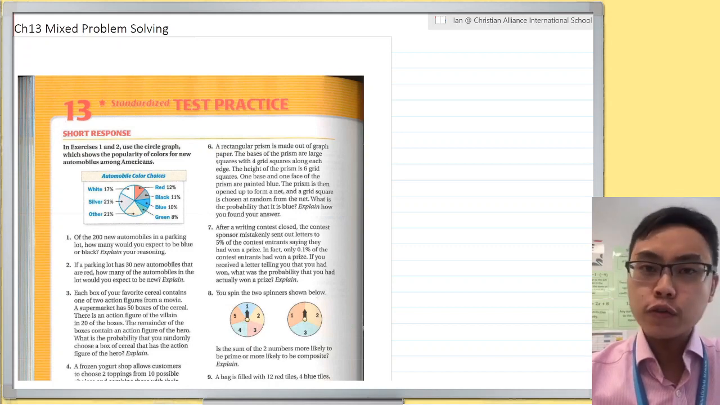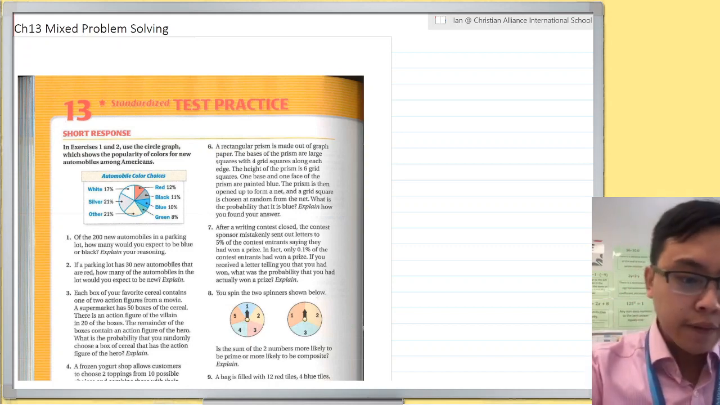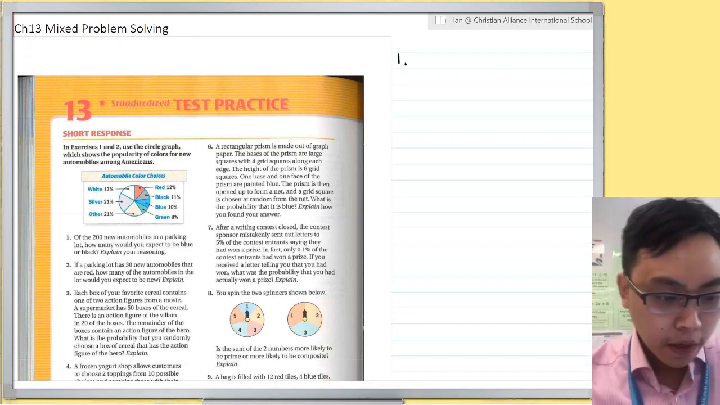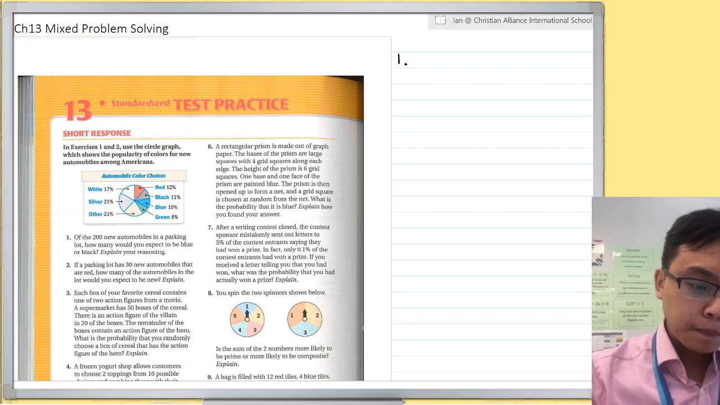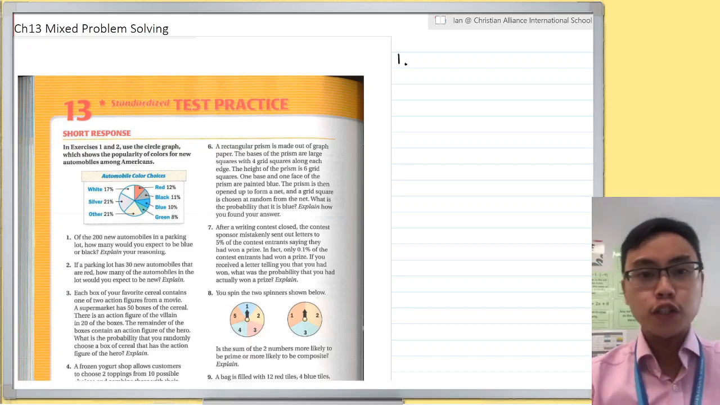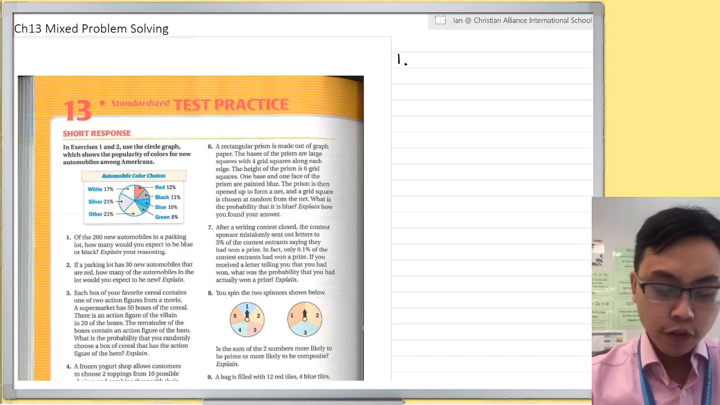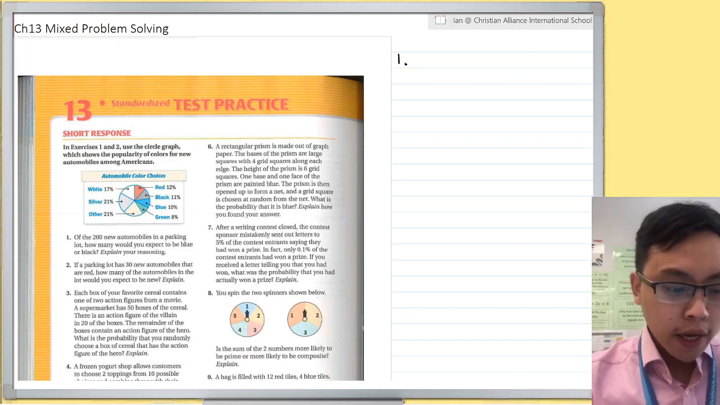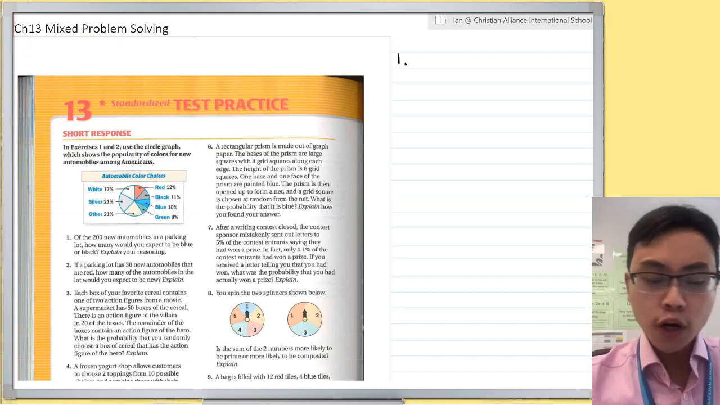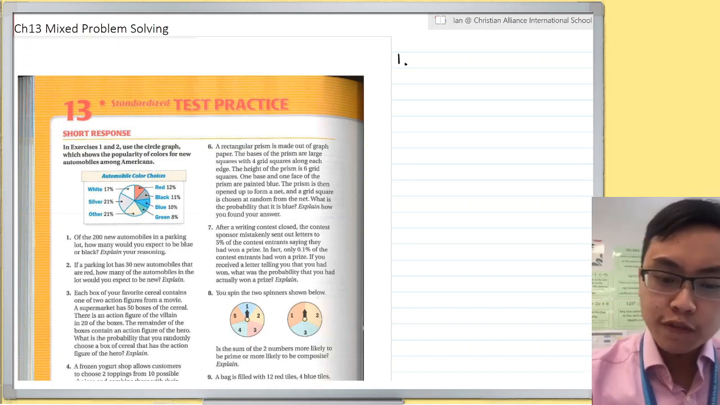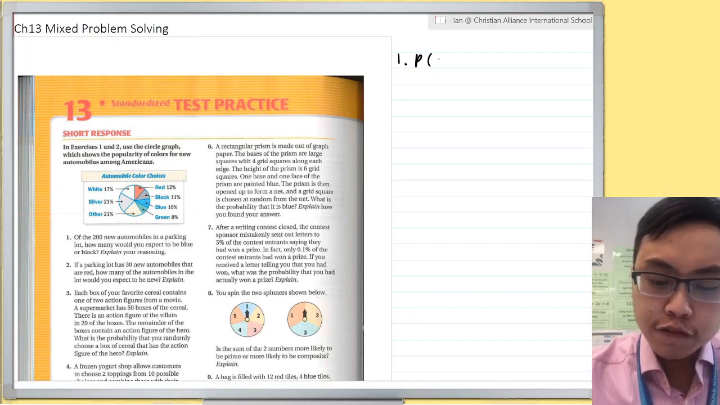I think I did go through the answers, but I will still do it again. Question 1 says that, in general, the popularity of the colors is shown in the pie chart. There's red, black, blue, green, white, silver, and others, shown in percentages. We want to know, of 200 new automobiles in a parking lot, how many would you expect to be blue or black? First of all, we want to find the probability of blue or black.